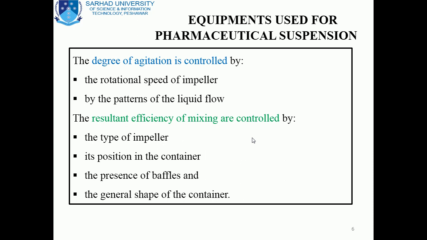In this discussion, we have learned about the first one, that is the degree of agitation controlling, and the second one is the resultant efficiency of mixing. And the different factors by which the degree of agitation is controlled, and the four factors that are responsible for controlling the resultant efficiency of mixing.